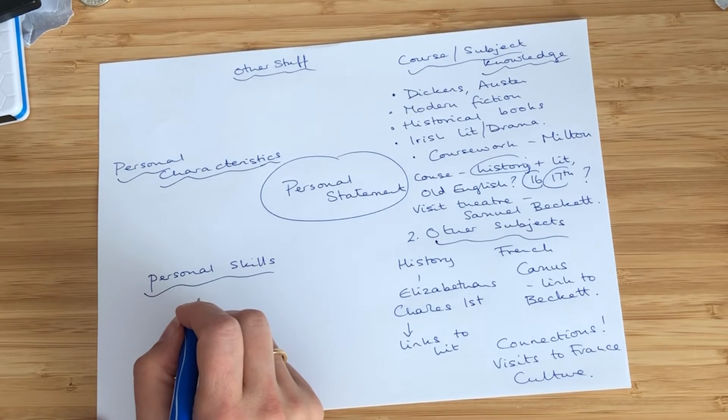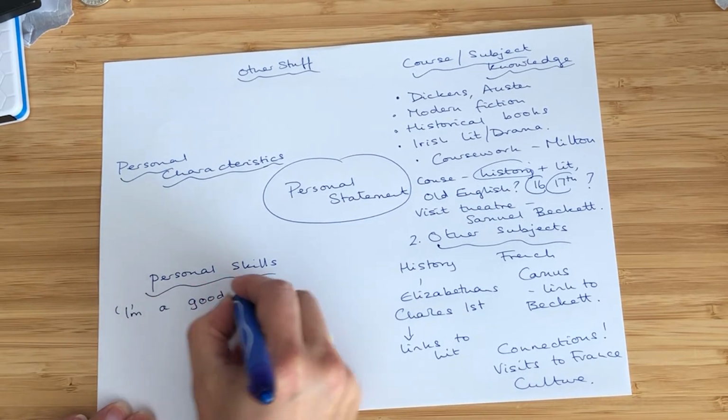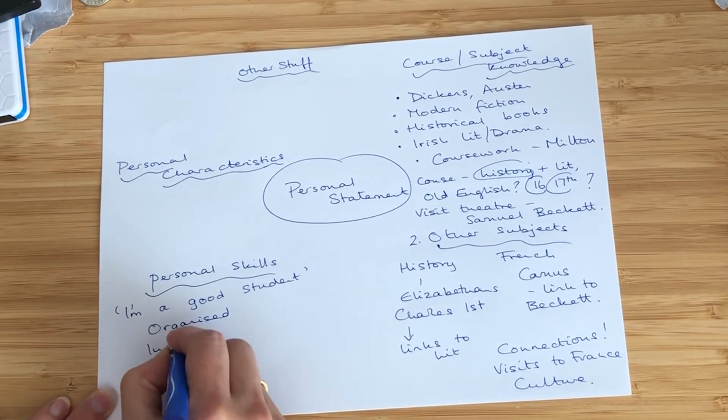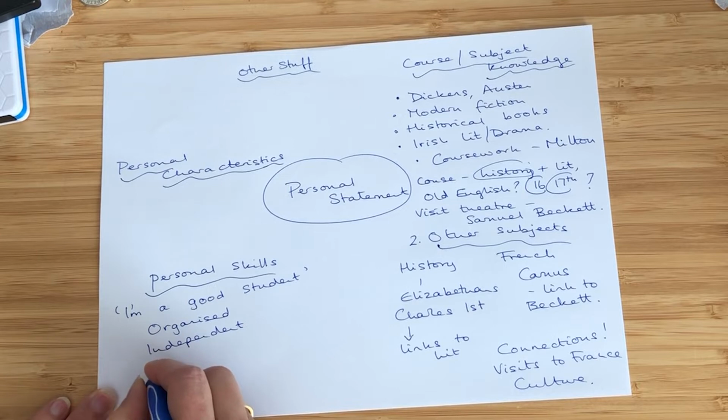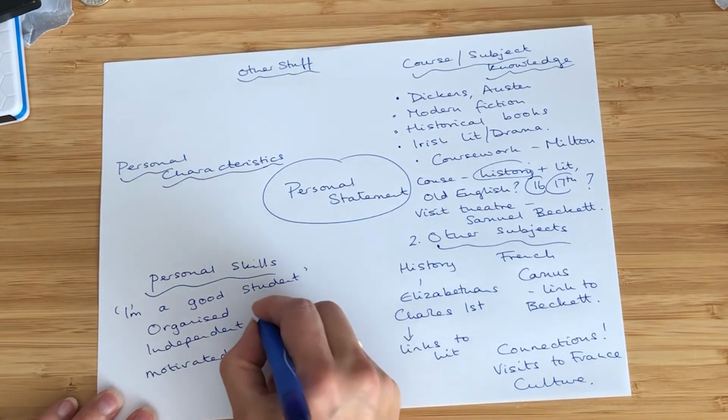Okay, so that's all my academic stuff so far. I'm going to move now to talk about those personal sections. So the personal skills section, and this is really about skills that show that I'm a good student. I've written down here that I want to demonstrate that I'm organised, that I'm an independent reader, researcher, that I'm good at communicating, both written and speaking, and that I'm a motivated student.